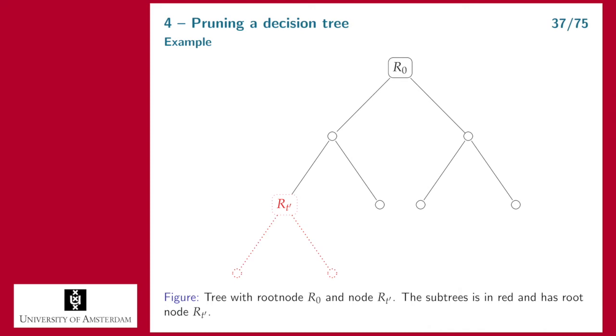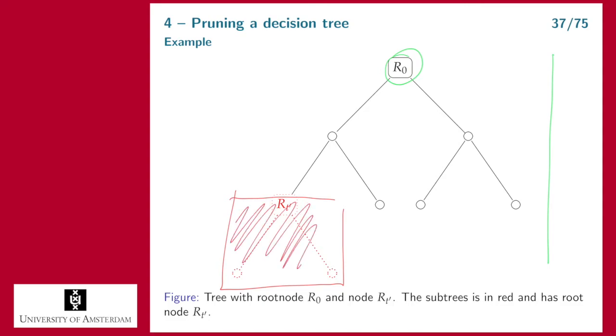So here we have another example. We have a root node R0. We have our whole tree T, and this red part here is the T prime. We can then prune our tree by taking out this T prime subtree, and then we end up with this new tree, which is a pruned tree, a smaller tree, because I take out a subtree.